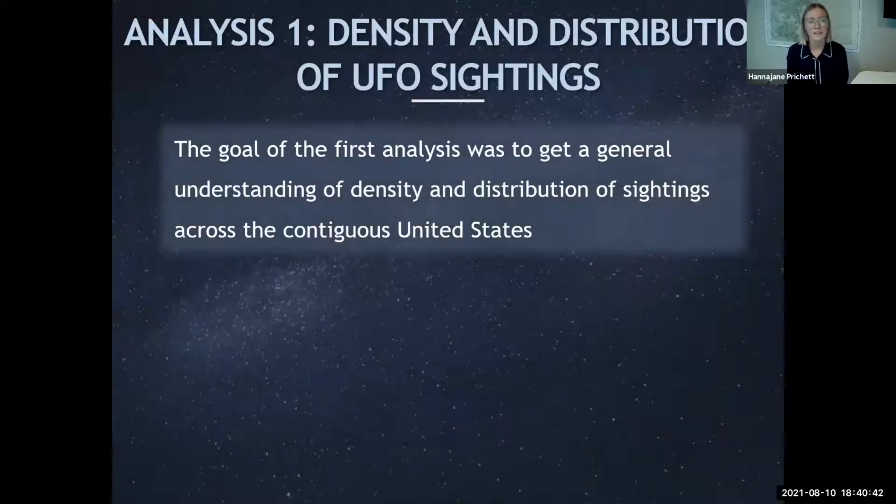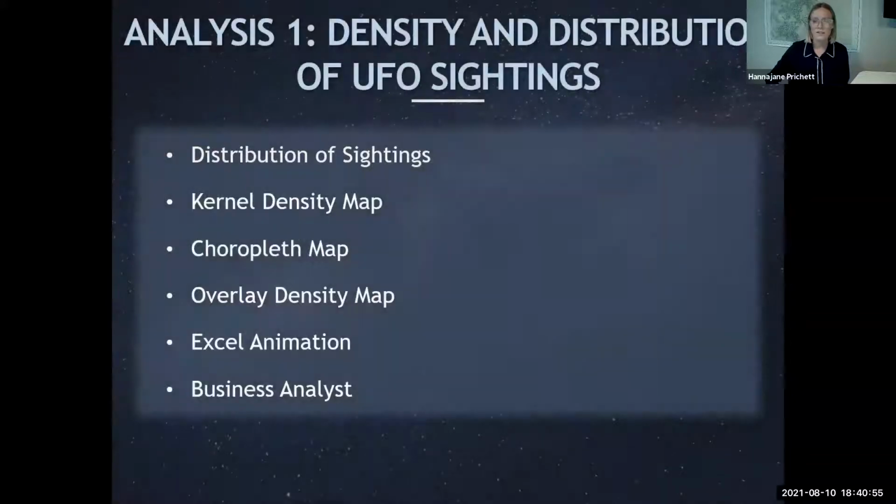Analysis 1 is titled Density and Distribution of UFO Sightings. The goal of this first analysis was to gain a general understanding of density and distribution of sightings across the contiguous United States. First up, we have our distribution of sightings map.